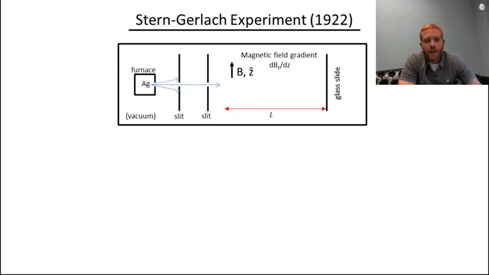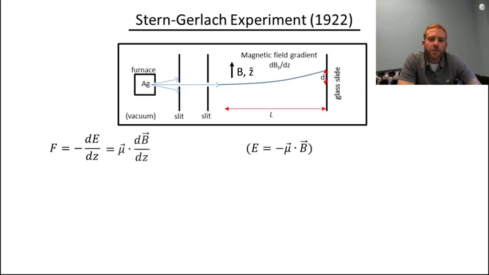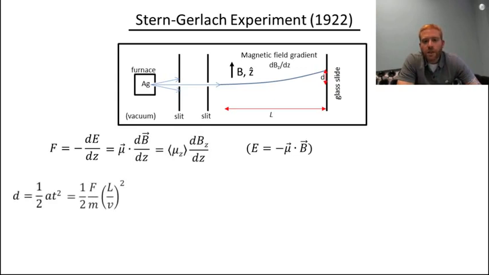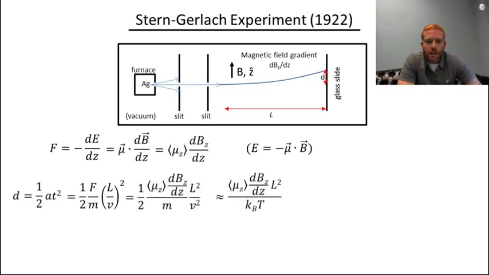However, for atoms carrying a magnetic moment, the gradient of the magnetic field will impart a force and deflect the beam. We can predict the observed deflection by first calculating the force. This is just the gradient of potential energy, which we know from the dipole interaction energy. The displacement is given by the solution to the classical equation of motion for a constant force. Using the time of flight, length over thermal velocity, we then have a complete expression that we can use to obtain quantitative values of deflection.